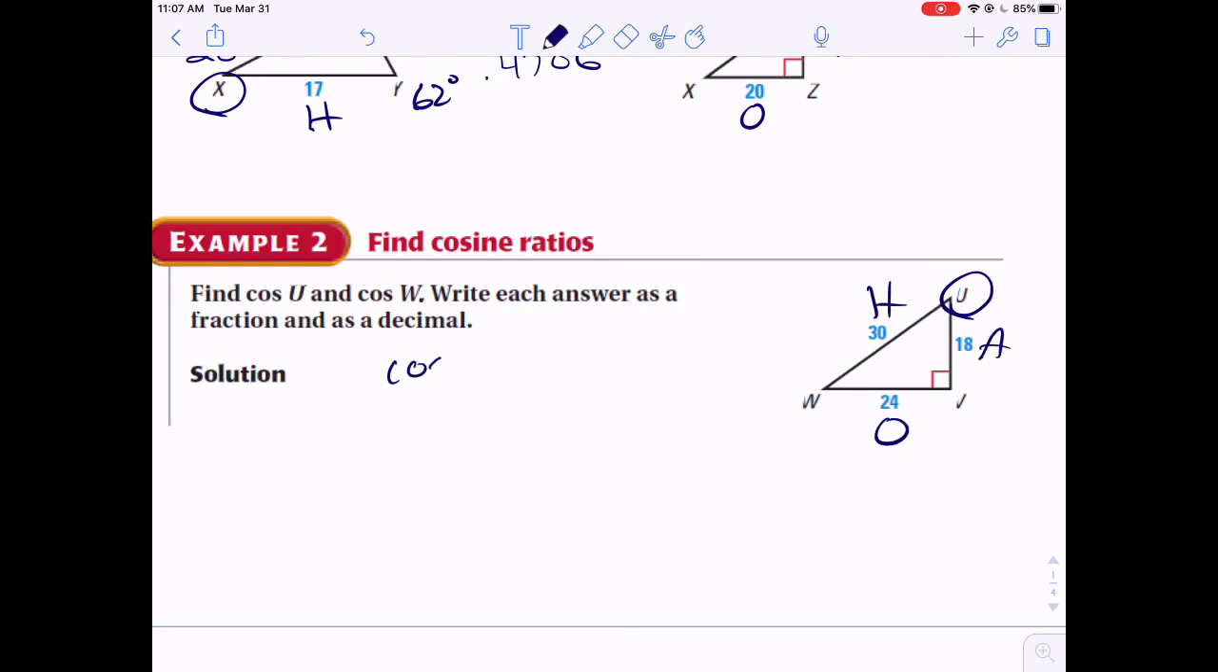And cosine of angle U equals adjacent over hypotenuse. Again, go back to the sheet, look it up if you forget. And there's the A, 18, H is 30. So it's 18 divided by 30. Got my 35-year-old calculator in front of me here, it still works. 18 divided by 30 equals 0.6. So 0.6. I'm doing cosine. Don't forget what function you're using.